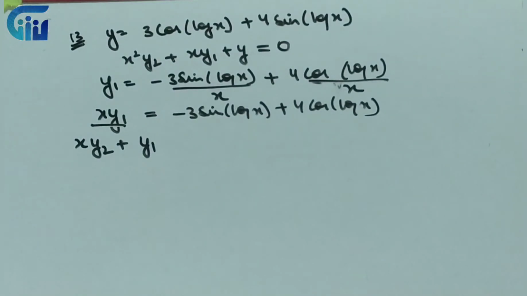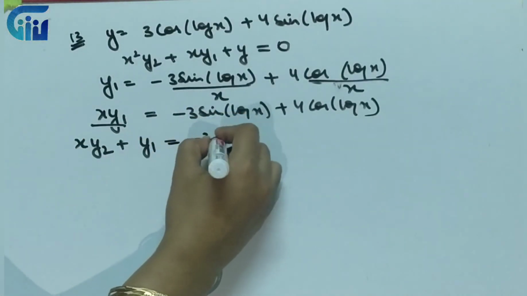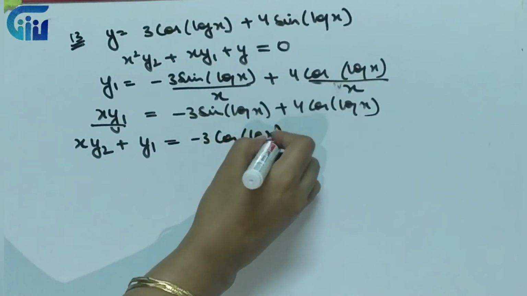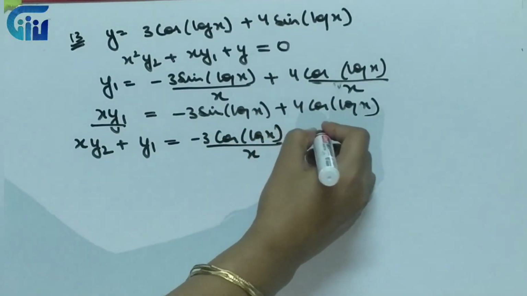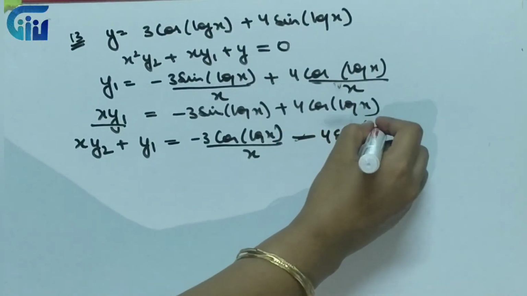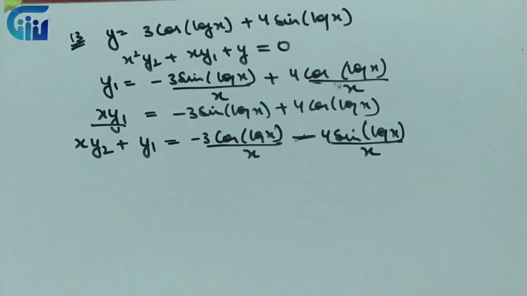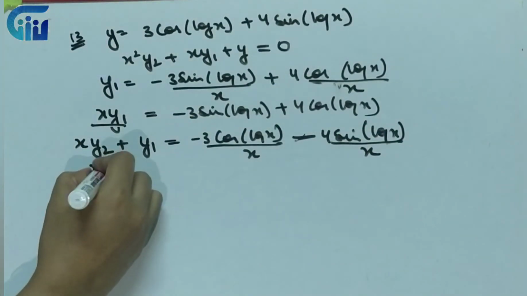y1 means first order derivative, that is dy by dx. If you have to write the derivative of dy by dx, it will be d square y by dx square, right? Over here it will be sin x, derivative is cos log x, the derivative for log x will be 1 upon x. Similarly here it will be minus 4 sin log x, the derivative for log x will be 1 upon x, right?